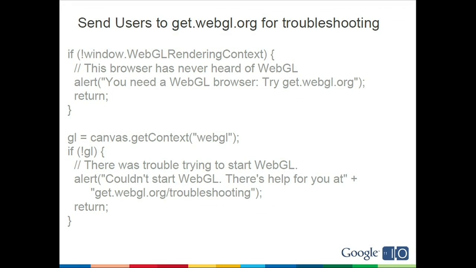Another tip is send your users to getwebgl.org. There are ways to detect if the browser supports WebGL at all. And then there's also the chance that it can't initialize WebGL for some reason. Maybe the user's card is blacklisted, or maybe it's out of memory. For whatever reason, it might not be able to start it. In either case, if you send them to getwebgl.org, we can try to direct them to the best help for their situation. I've seen some libraries doing it themselves. They say, oh, you can't run WebGL, download Chrome or download Firefox. Well, that's great until I'm running on a WebOS machine.